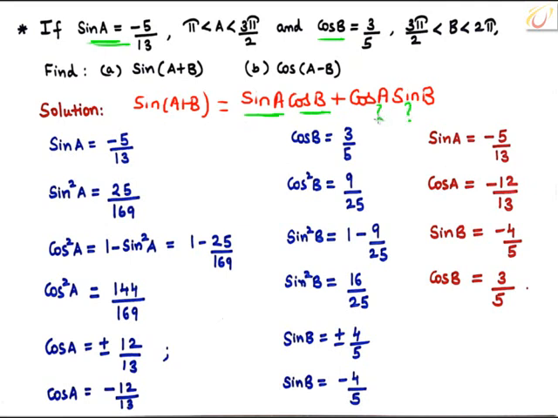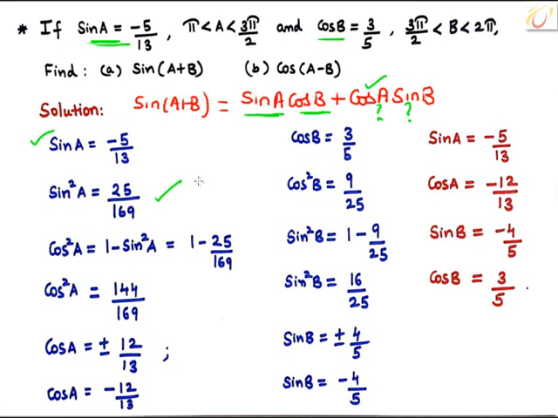So how to find these values? The moment we get these values, our sum is solved. To get cos A, can we use sin A? Yes. Sin A is minus 5 by 13. So what will be sin square A? Sin square A will be 25 upon 169.